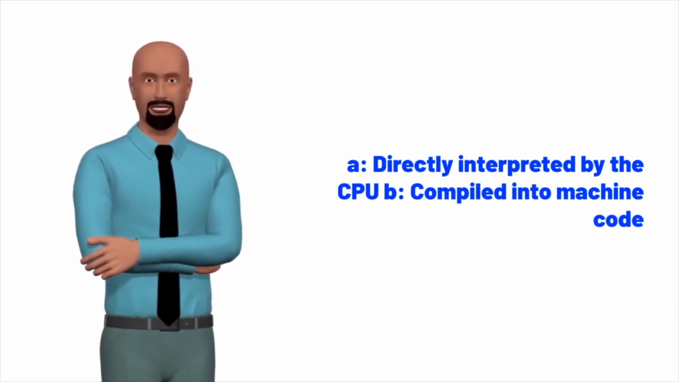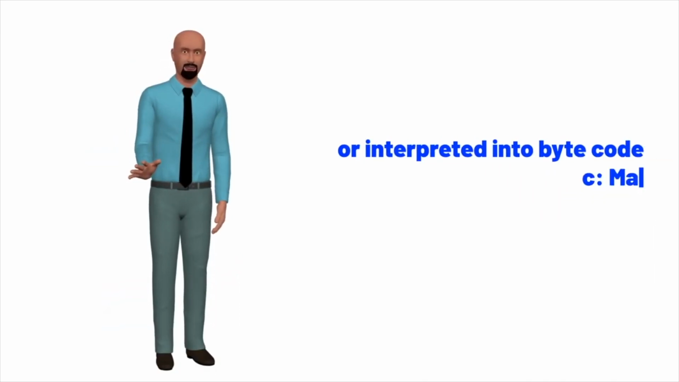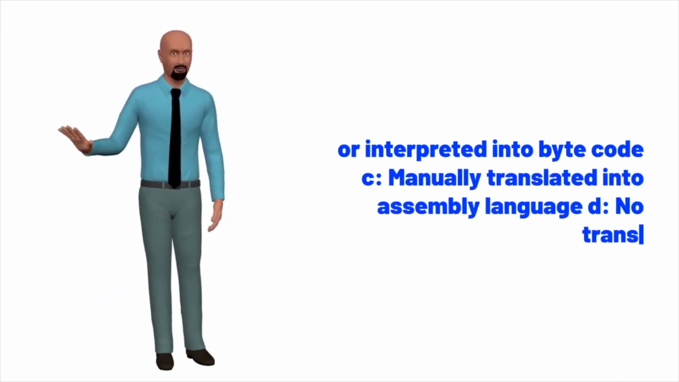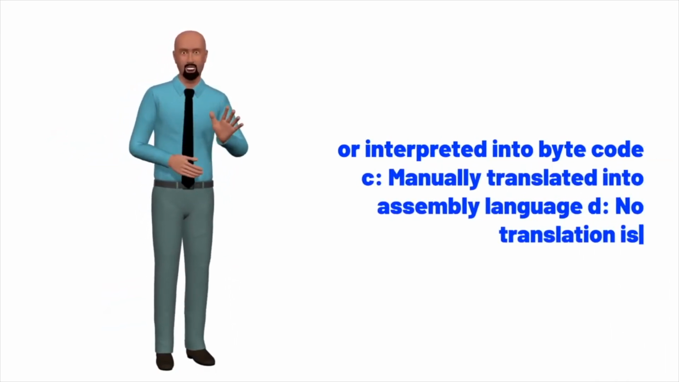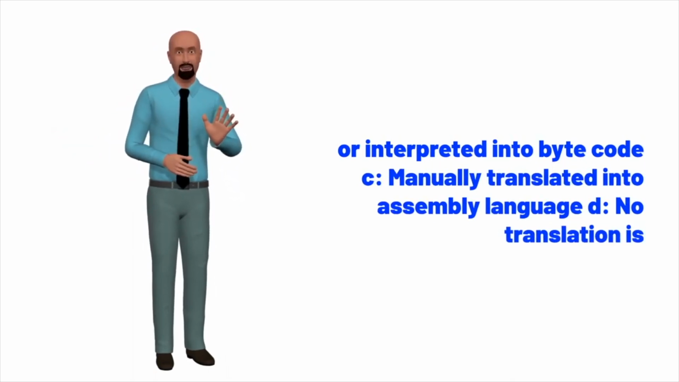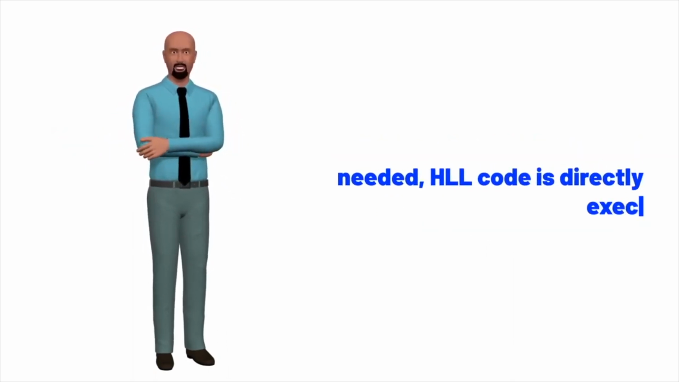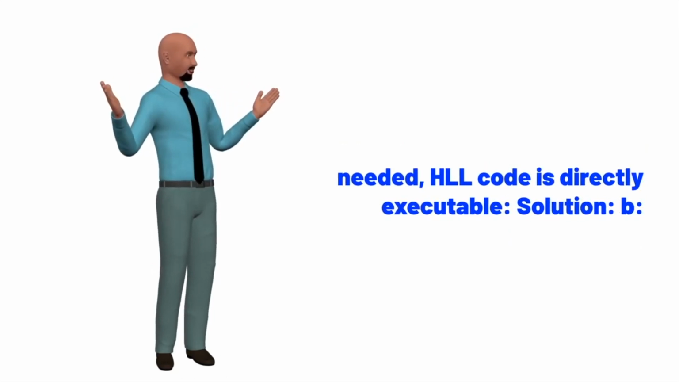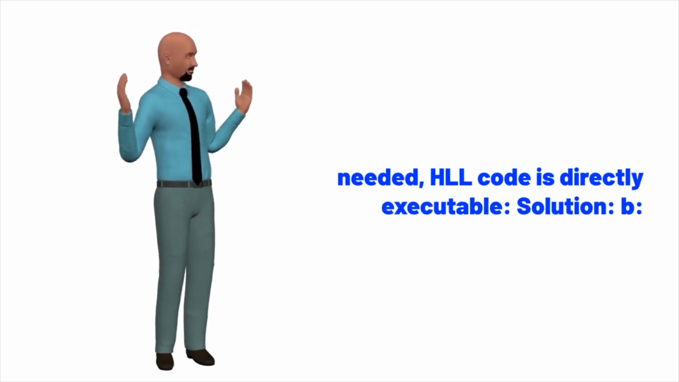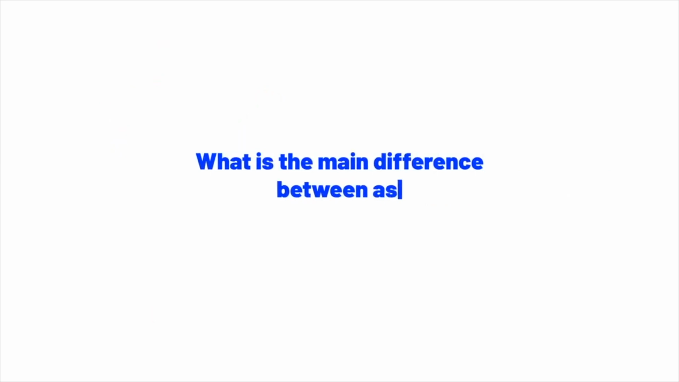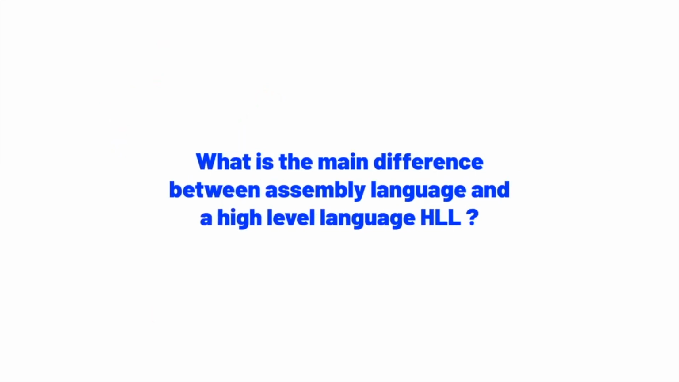Compiled into machine code or interpreted into bytecode. C. Manually translated into assembly language. D. No translation is needed, HLL code is directly executable. Solution. B.